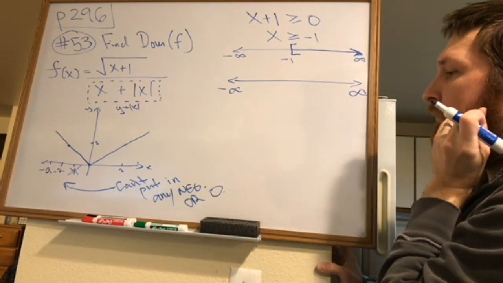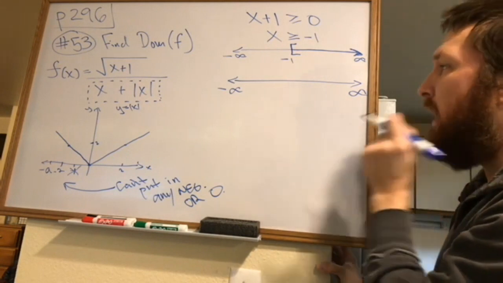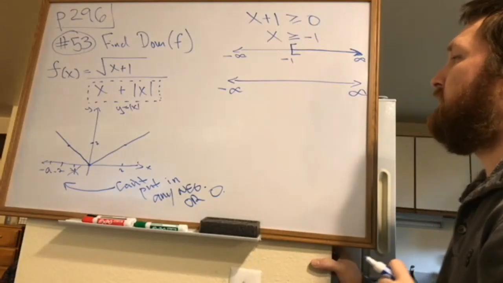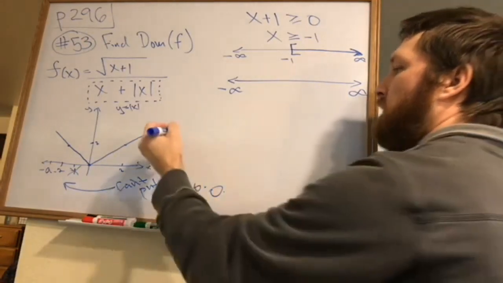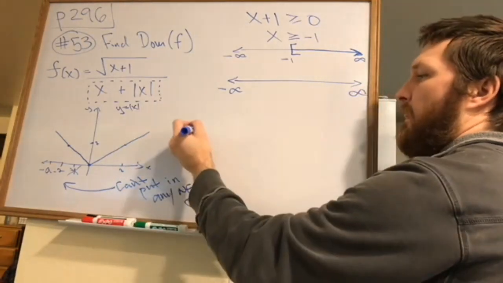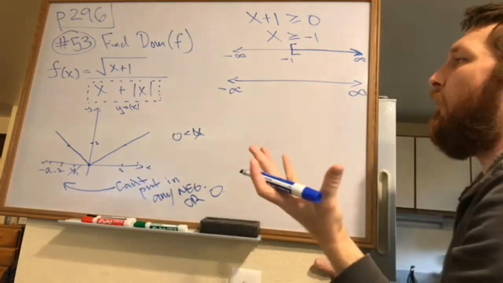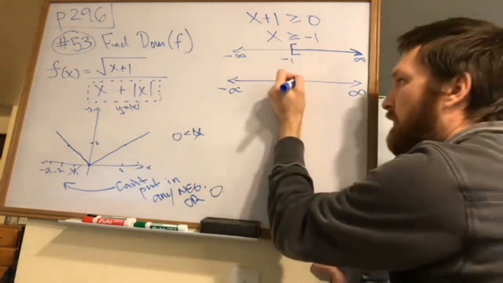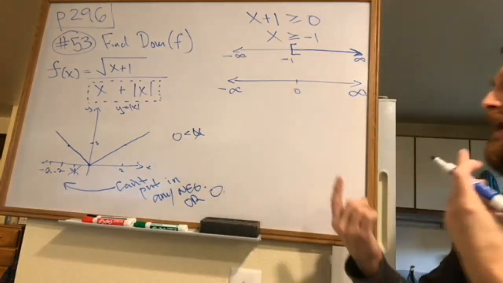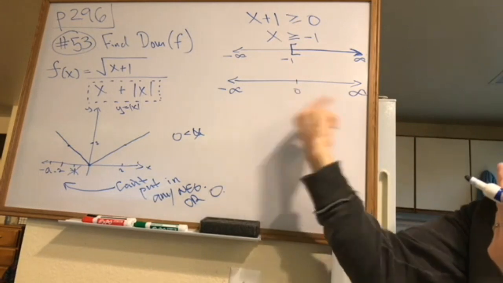X is greater than 0. Right, and what does that look like as a picture? So, soft bracket. Yep. Soft bracket, where? At what number? At 0, right? Here's 0. And soft bracket facing which way?